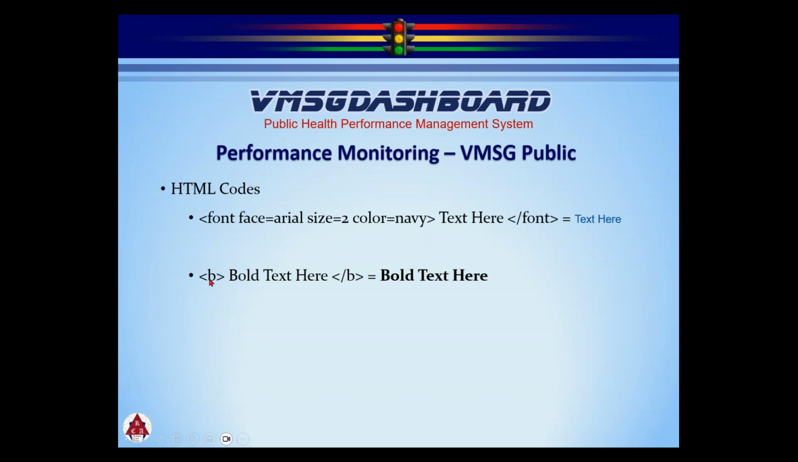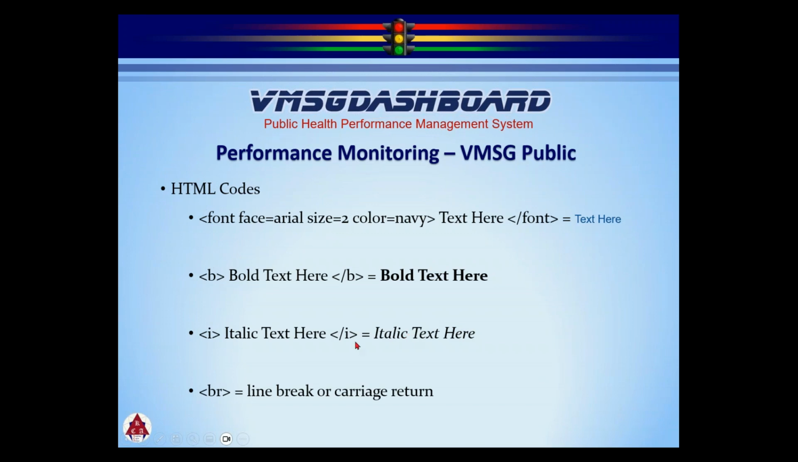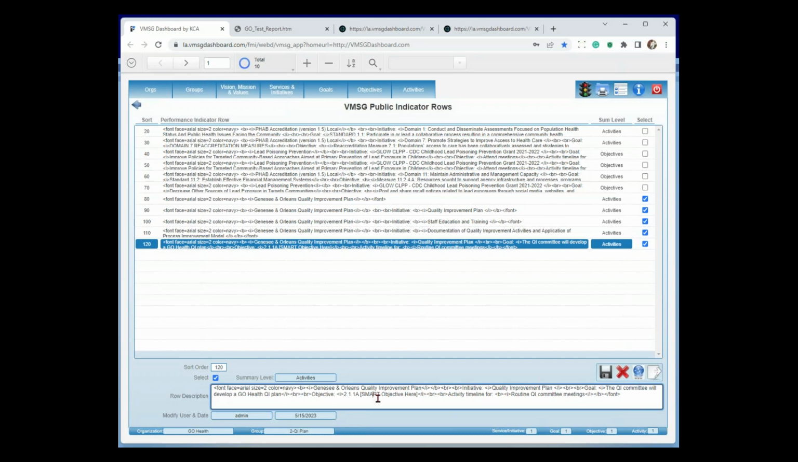Bold, same thing. You've got a bracket B and then a bracket slash B, bold text here. And then it just obviously means bold text. Same thing with italics, I, slash I, italic text here. And then the unique one is BR. BR is a carriage return or a line break. There's no close tag to it. So just at the end of the line where you want a line break, put a BR tag in.